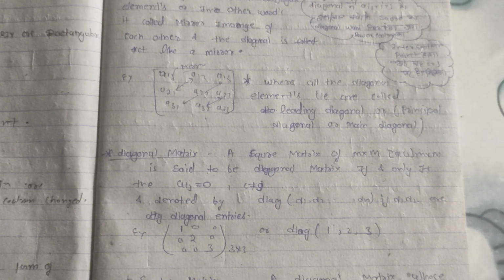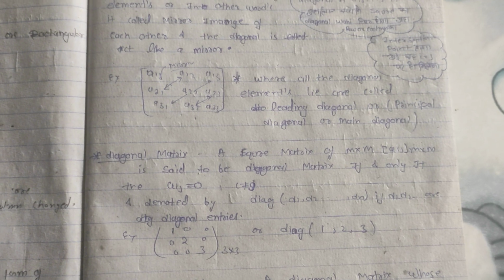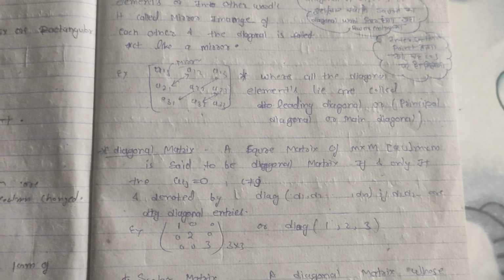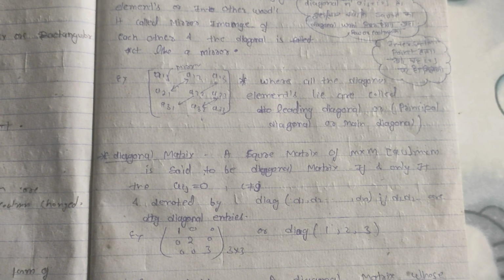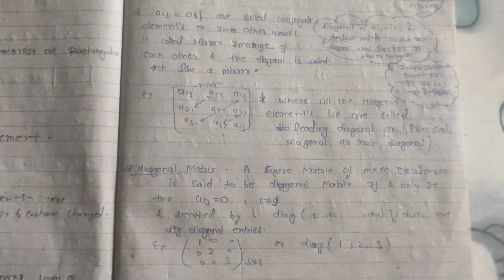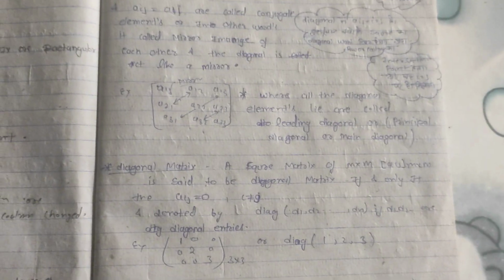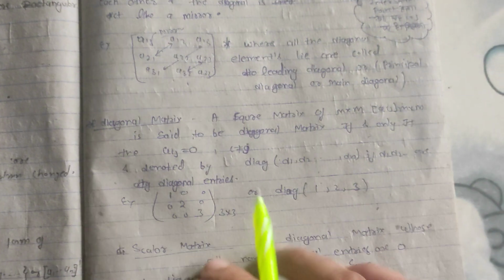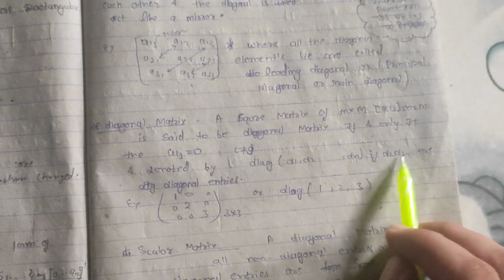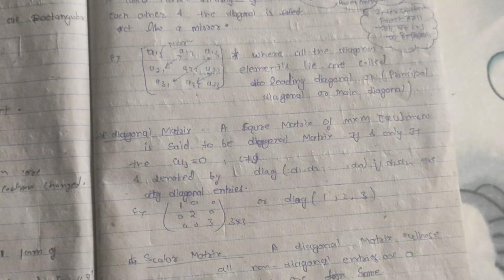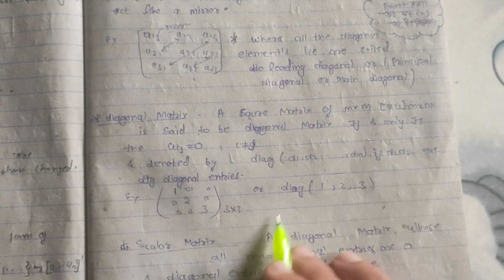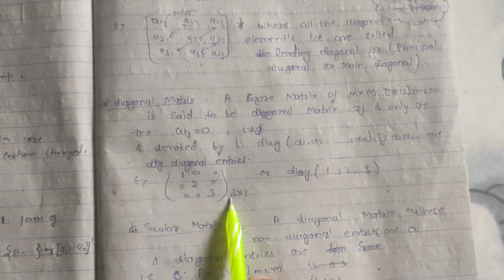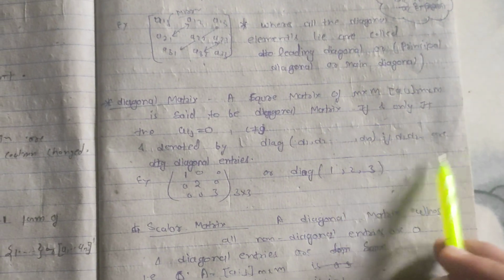Okay, diagonal matrix: a square matrix of m cross m is said to be diagonal if aij, where i is not equal to j, is 0. That is, above and below the diagonal all the elements are 0 except the diagonal entries, which are the diagonal elements, denoted by diag(d1, d2, ..., dn), where d1 to dn are the diagonal entries. Here is an example of a 3 by 3 matrix, where the diagonal entries are 1, 2, 3, so I also write it as diag(1, 2, 3).